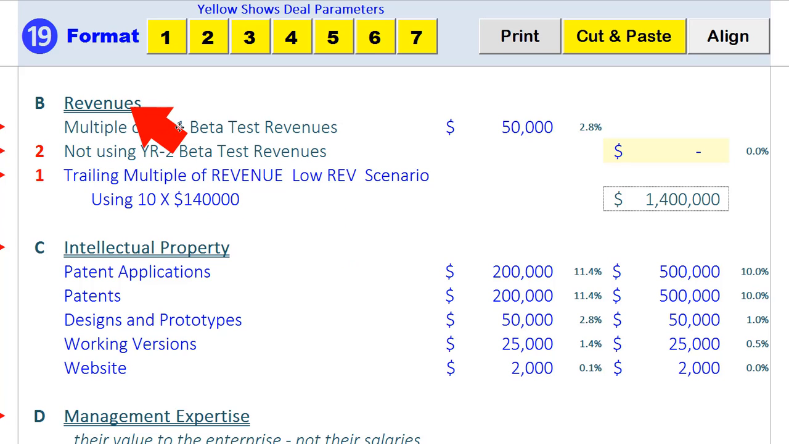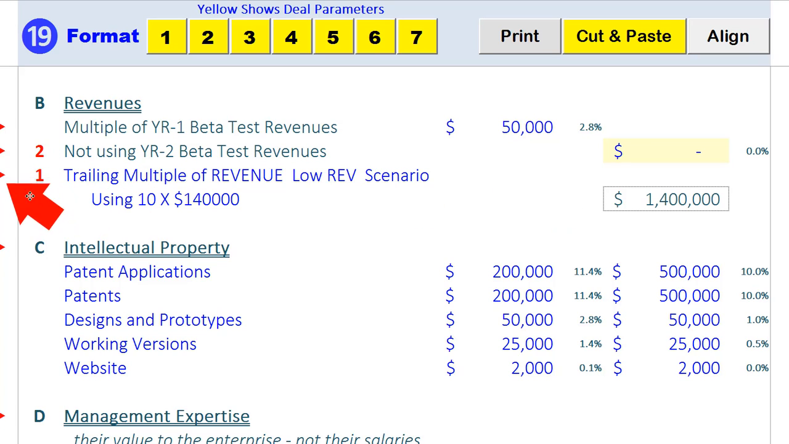So let's discuss this revenues. The first thing is that you put in a multiple of your year 1 beta test revenues. Remember that this is the first year being placed in the second year because we're trying to raise money from results of the first for the second.